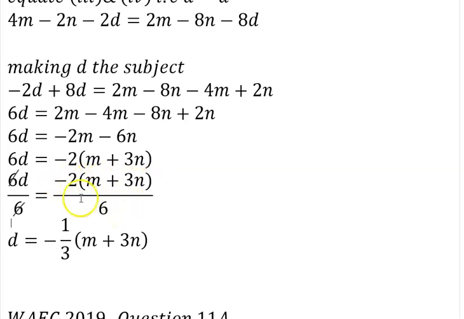So we can leave our answer like this, but we can still simplify further. If we say 2 here, it will give us 1. 2 here will give us what? 3. Don't forget this minus sign is very key to your results. So we have our D. That is what the question says: we should express D in terms of M and N. So our answer is what? Minus 1 over 3 open bracket M plus N. Awesome. So that's our answer.